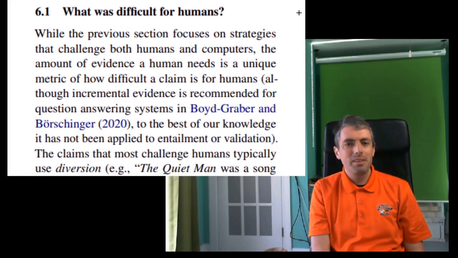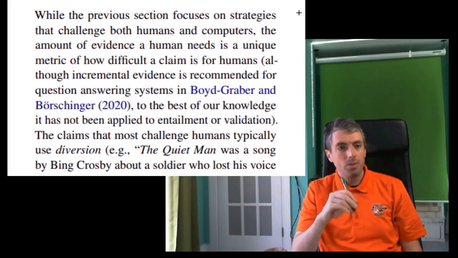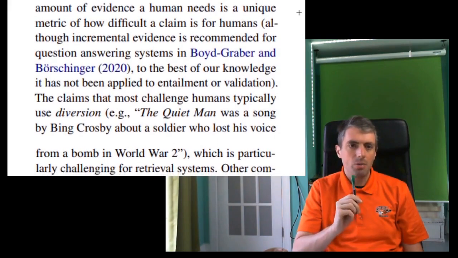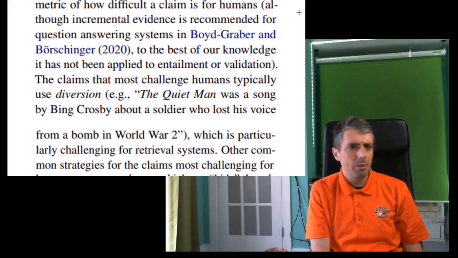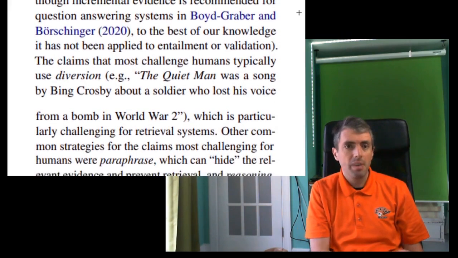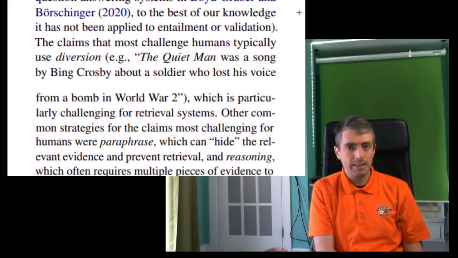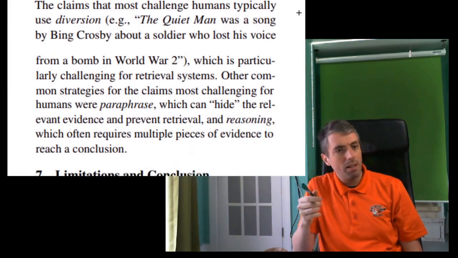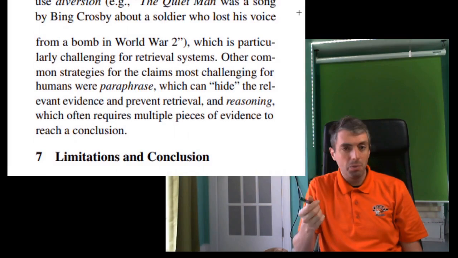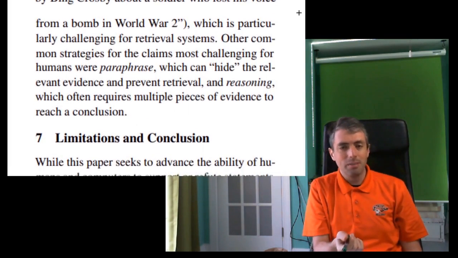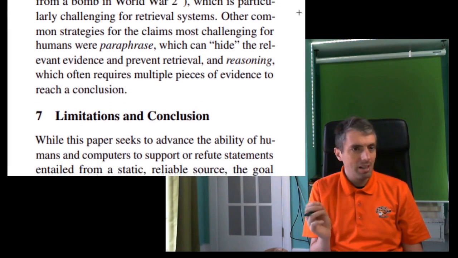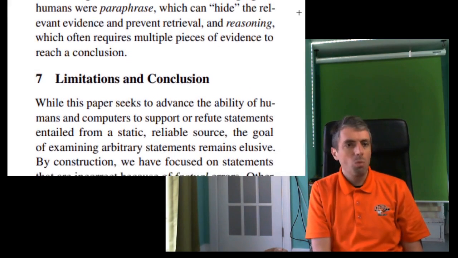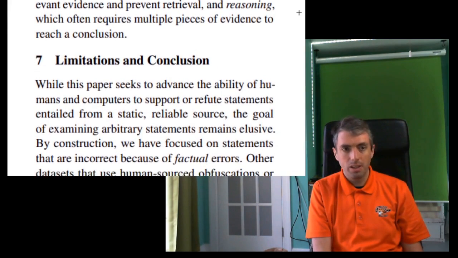Section 6.1. What was difficult for humans? While the previous section focuses on strategies that challenge both humans and computers, the amount of evidence a human needs is a unique metric of how difficult a claim is for humans. Although incremental evidence is recommended for question-answering systems in Boyd-Graber and Börschinger, to the best of our knowledge this has not been applied to entailment or validation. The claims that most challenge humans typically use diversion. For example, "The Quiet Man was a song by Bing Crosby about a soldier who lost his voice from a bomb in World War II," which is particularly challenging for retrieval systems. Other common strategies for the claims most challenging for humans were paraphrase, which can hide the relevant evidence and prevent retrieval, and reasoning, which often requires multiple pieces of evidence to reach a conclusion.